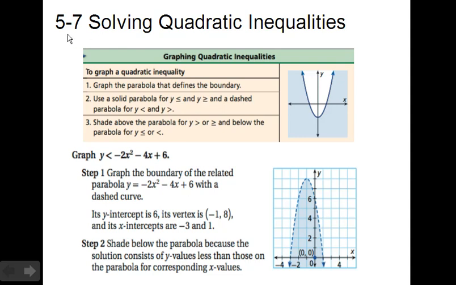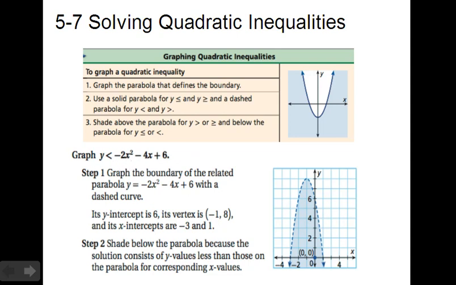Just wanted to go through Chapter 5, Section 7 with you a little bit, solving quadratic inequalities. And there are actually two kinds of inequalities that we're going to look at in this section. The first one is fairly easy because if you have a good graphing calculator, you should have no problem graphing these. As an example here, graphing y is less than negative 2x squared minus 4x plus 6.